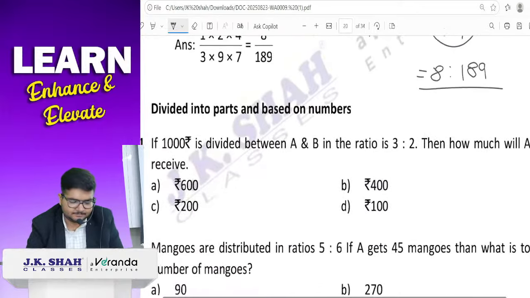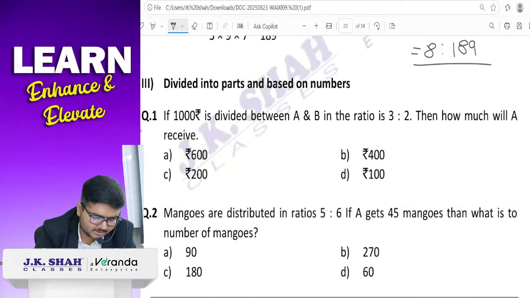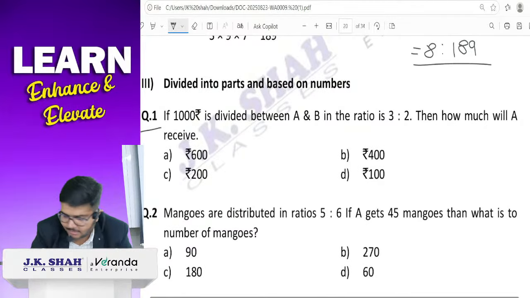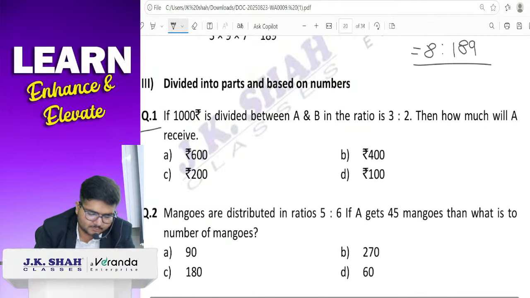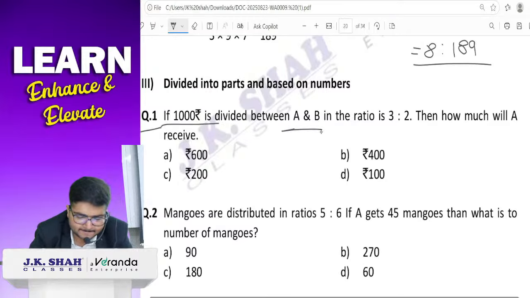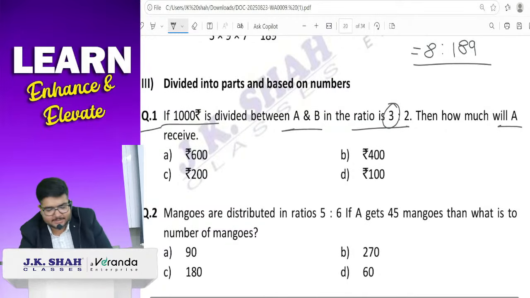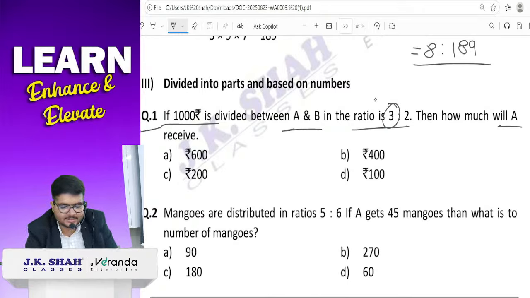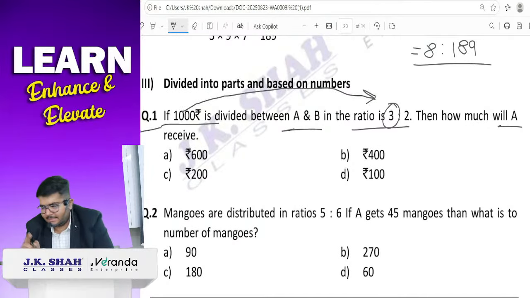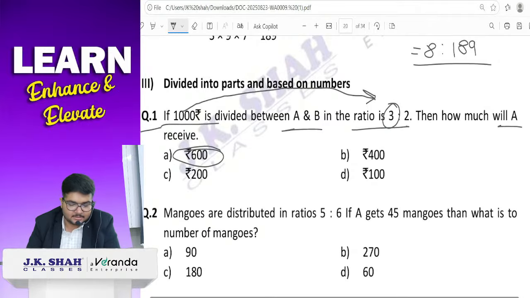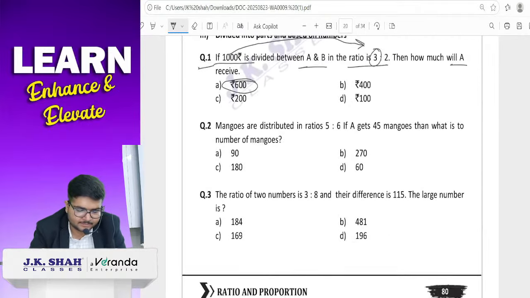Now we can do question number 1. You can solve question number 1 on your own. 1000 is divided among A and B. The ratio is 3:2. How much will A get? A will be receiving only 3 parts. So 1000 will be divided in the ratio 3:2, then A will get 600. I hope everybody is able to solve the sum.